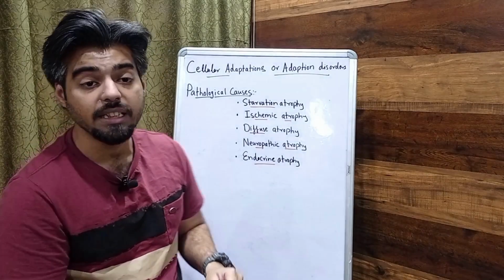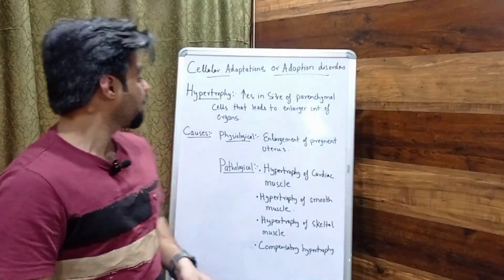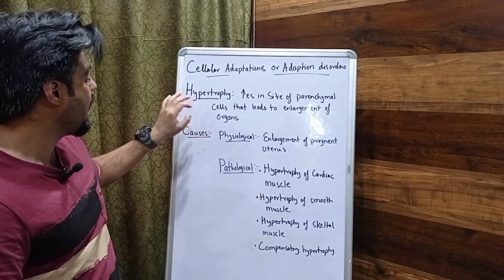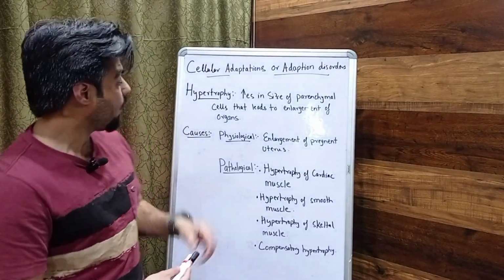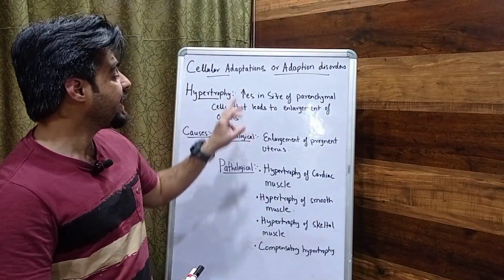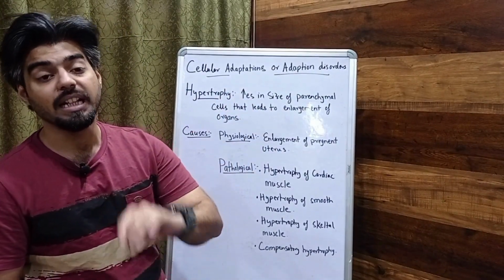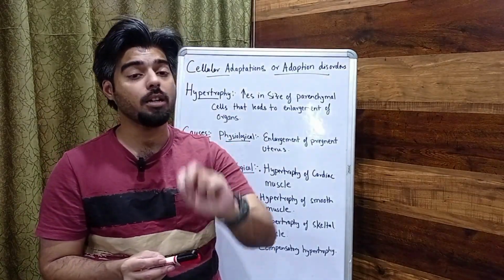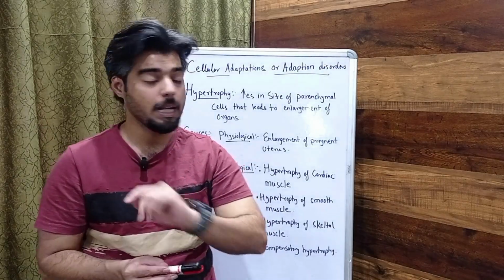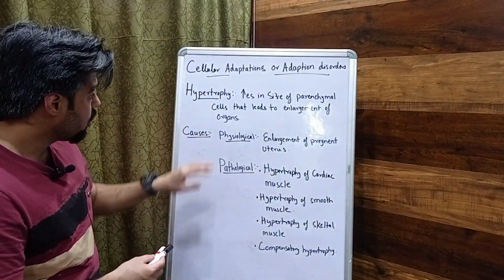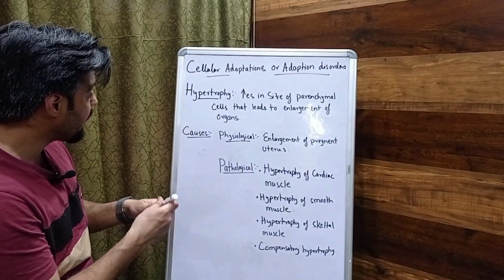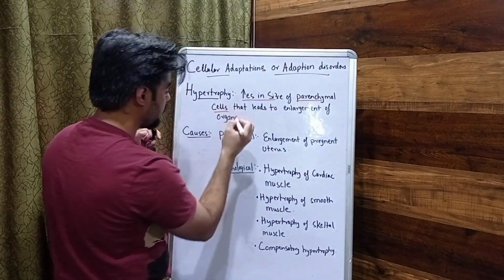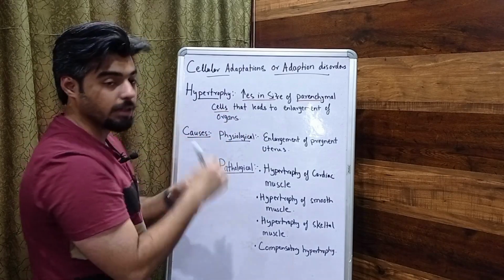Now let's come to the next one, that is hypertrophy. The next cellular adaptation or adaptation disorder is hypertrophy. What's hypertrophy? Hypertrophy is nothing but an increase in the size of the parenchymal cells that leads to the enlargement of an organ, and the causes are physiological and pathological. So what is the main thing happening here? An increase in the size of parenchymal cells, due to which there will be enlargement of the organs.